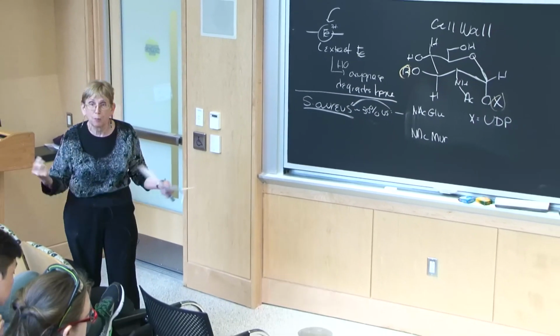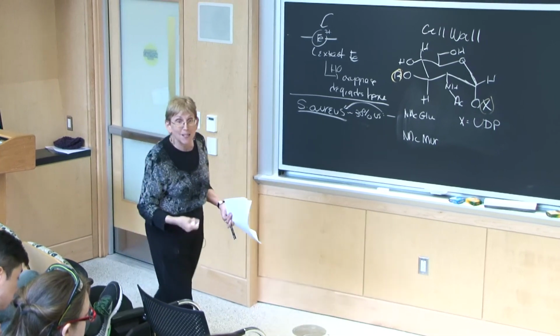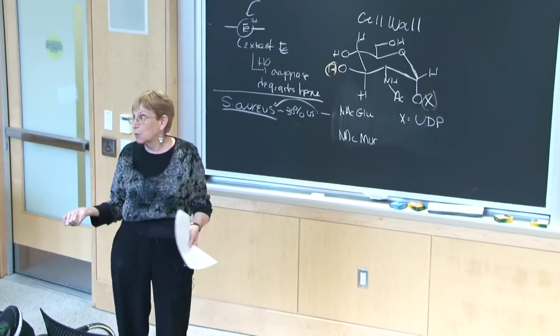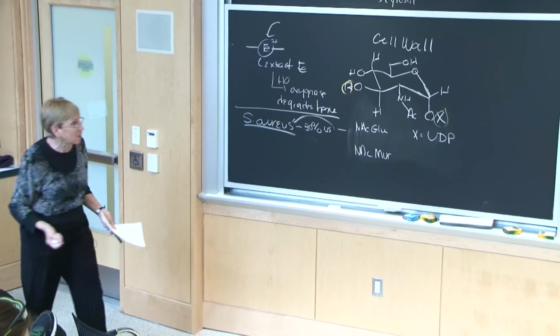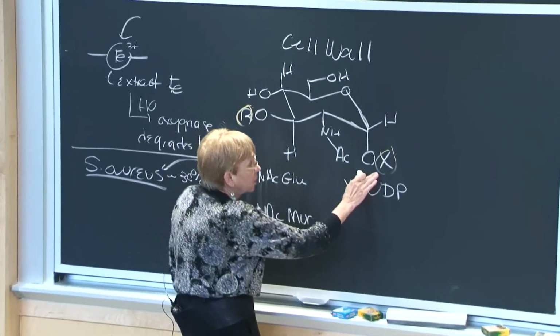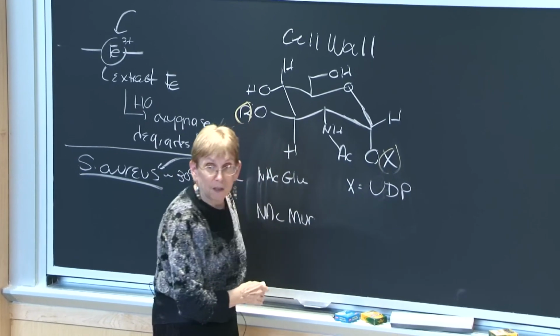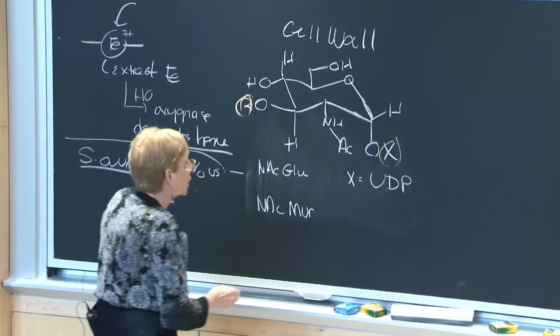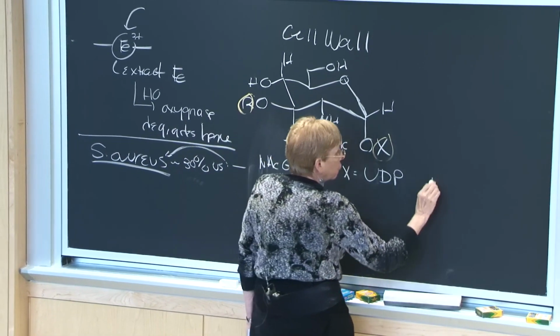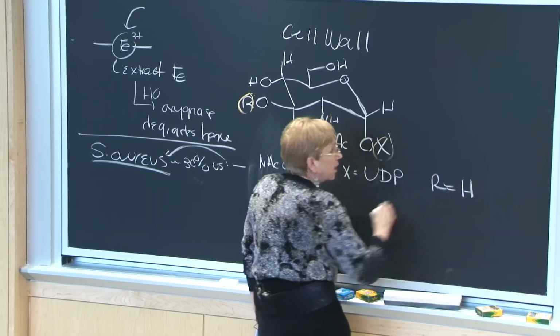So nucleotides play a central role in RNA and DNA, but they also play a central role in moving around all sugars inside the cell. So what you have here actually is a pyrophosphate linkage to UDP. Okay, and if we look at N-acetylglucosamine, R is equal to H.